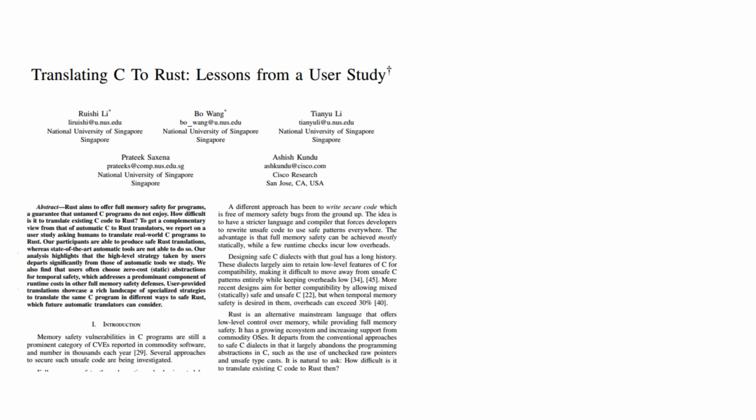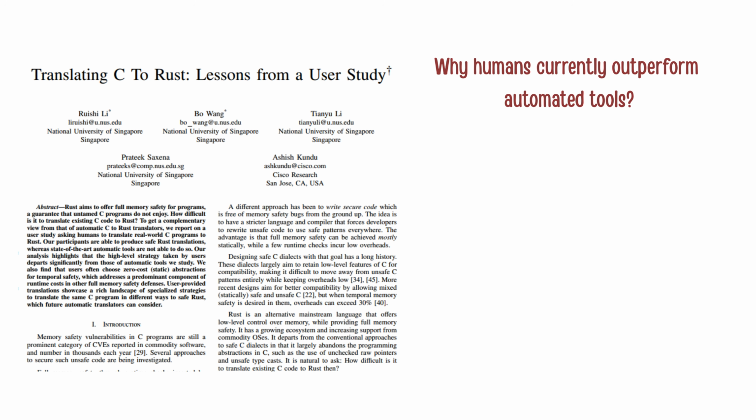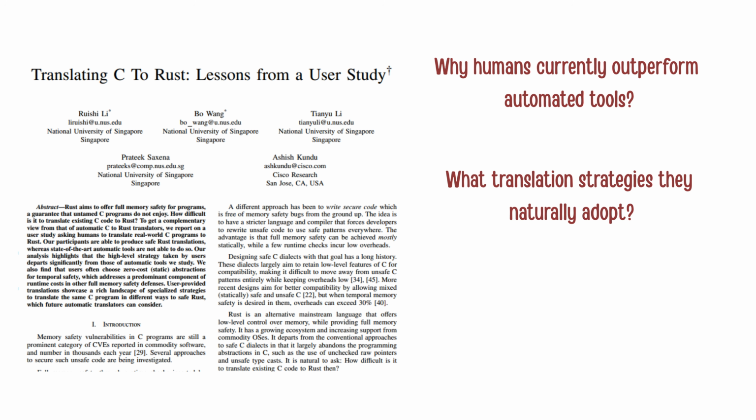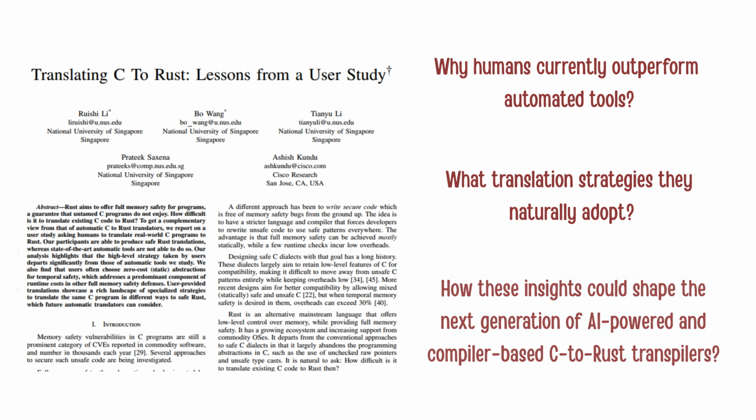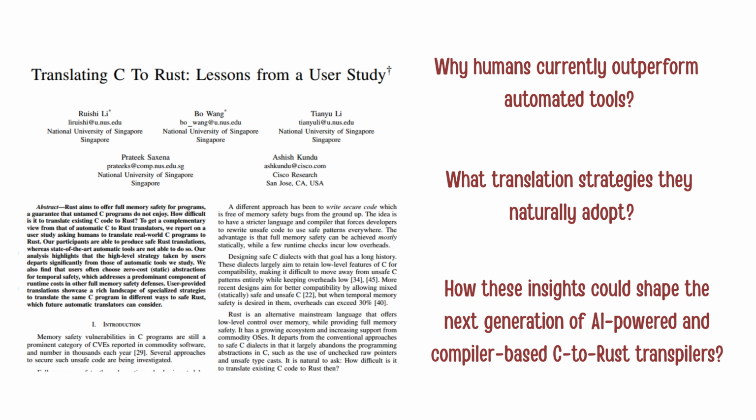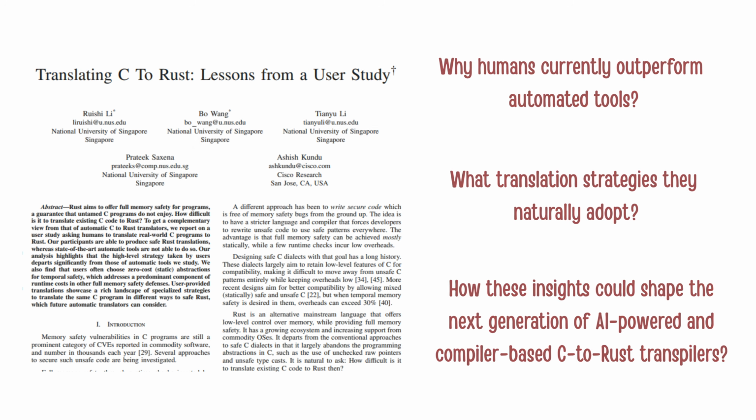In this video, we'll explore the key lessons from this fascinating research paper. We'll see why humans currently outperform automated tools, what translation strategies they naturally adopt, and how these insights could shape the next generation of AI-powered and compiler-based C to Rust transpilers.